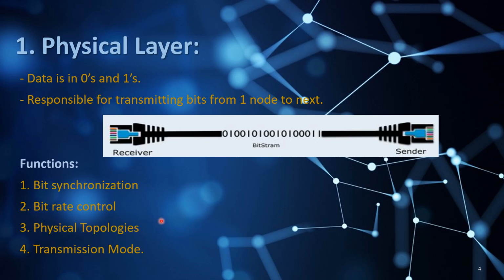The next thing is physical topologies. What kind of topology are we using to connect the devices in the physical layer? Either it is a bus topology, star topology, or tree topology. And the transmission mode is either simplex, half duplex, or full duplex. Then the next layer is the data link layer.